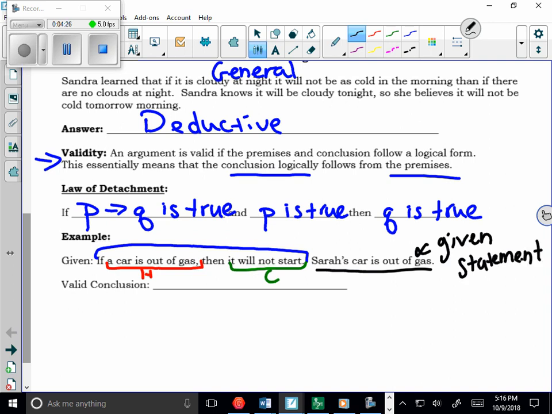A valid conclusion that I can make, valid meaning it logically follows from the premise that I was given. If Sarah's car is out of gas, something I can say is, Sarah's car will not start. That's a logical next thing to say. I know that if a car is out of gas, it will not start. If Sarah's car is out of gas, I can, with confidence, say, okay, then Sarah's car isn't going to start.